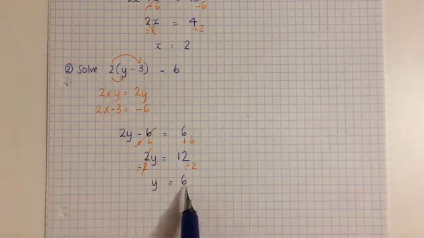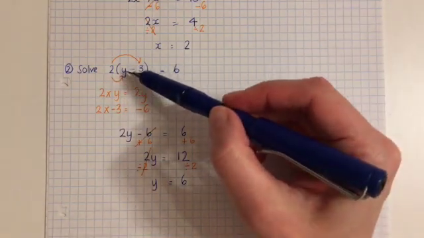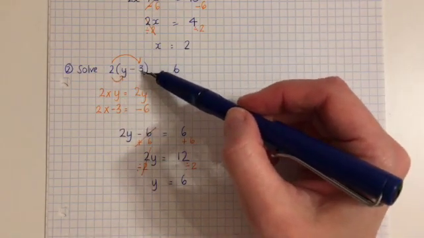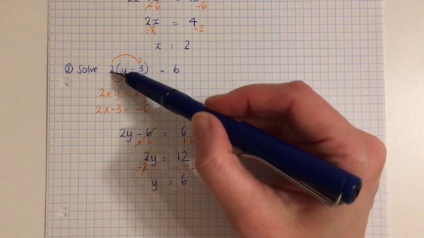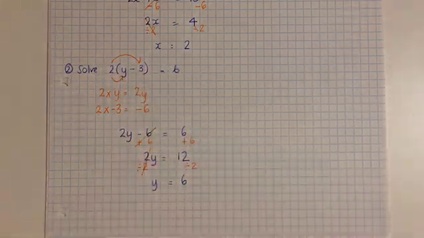And let's check that that works up here. So if I put 6 in here, 6 take away 3 is 3. 3 times 2 is 6. So that's all you need to do.